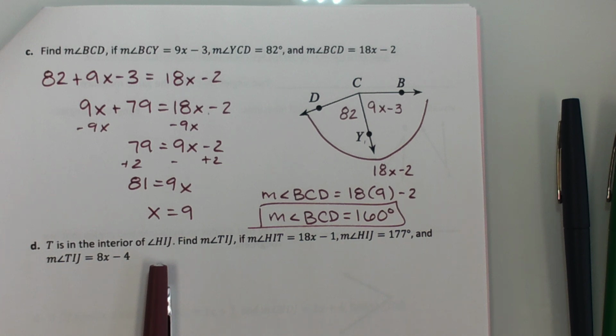The 18x minus 2 is not right. It's the big one. The big one is the 18x minus 2. Here's my CD. BCD, the big one. Which two do you like to write?